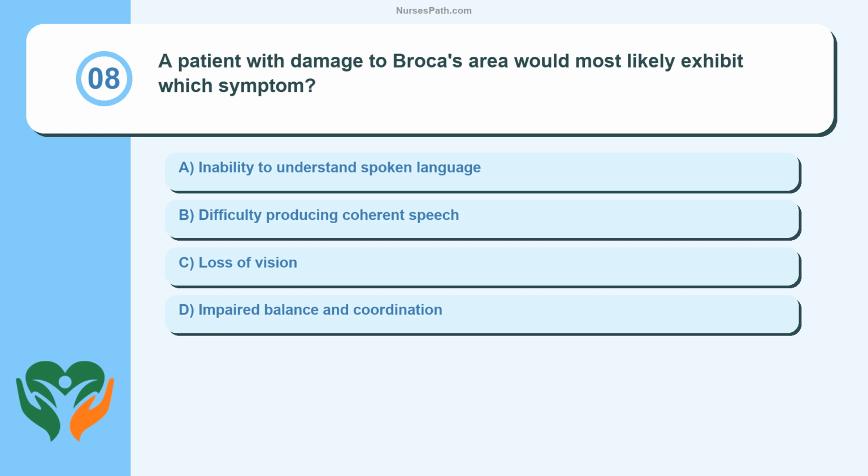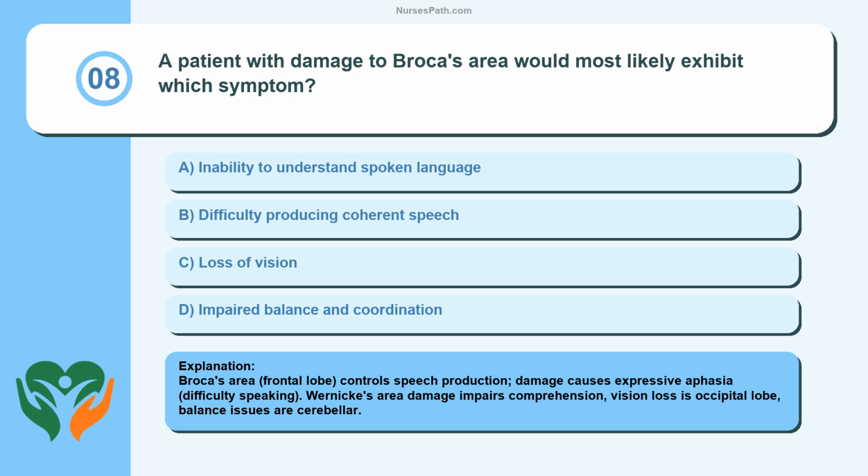Question 8. A patient with damage to Broca's area would most likely exhibit which symptom? Inability to understand spoken language. Difficulty producing coherent speech. Loss of vision. Impaired balance and coordination. Broca's area, in the frontal lobe, controls speech production, and damage causes expressive aphasia, difficulty speaking. Wernicke's area damage impairs comprehension, vision loss is occipital lobe, and balance issues are cerebellar.